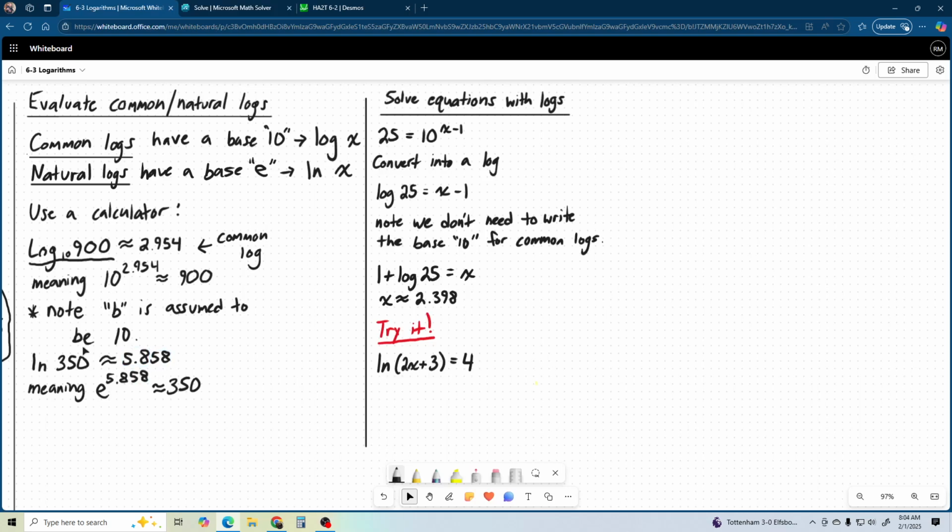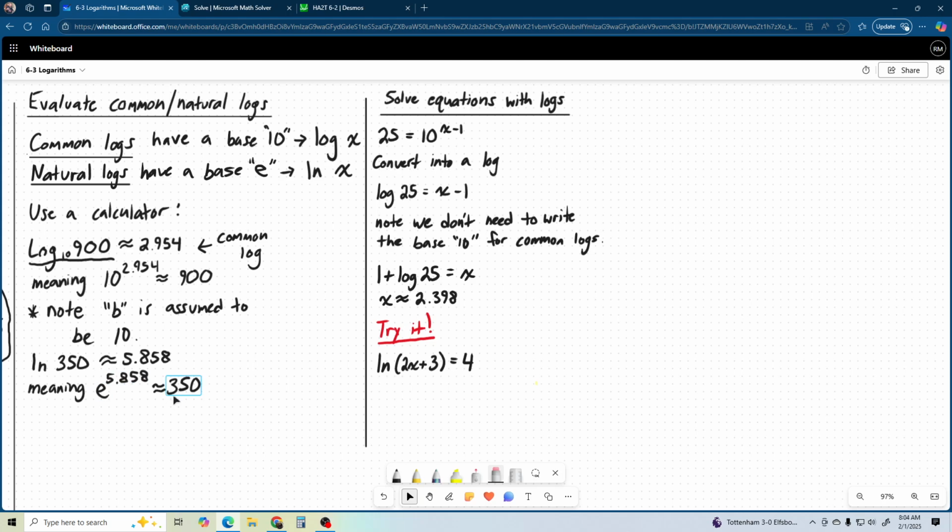And remember, if you see the ln of 350, what this is kind of saying is the ln base e, right? The ln implies log base e. That was probably hard to see what I did there, but that's supposed to be a little e. But yeah, so log base e is the same as ln, okay? So the ln of 350 equals 5.858, meaning that e to the 5.858 equals about 350, right?